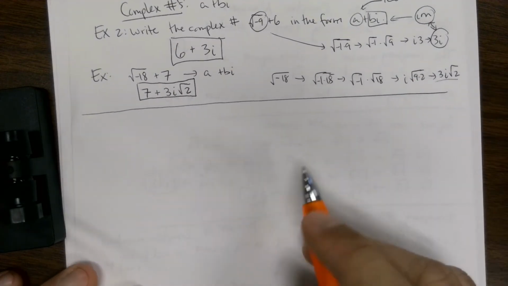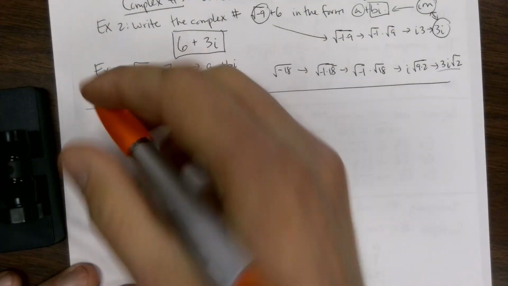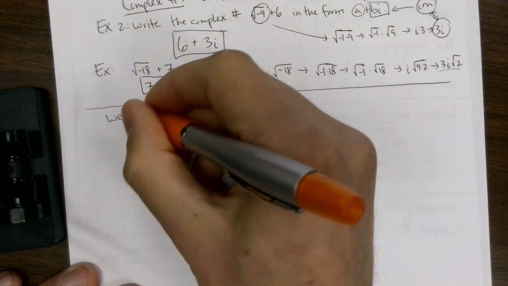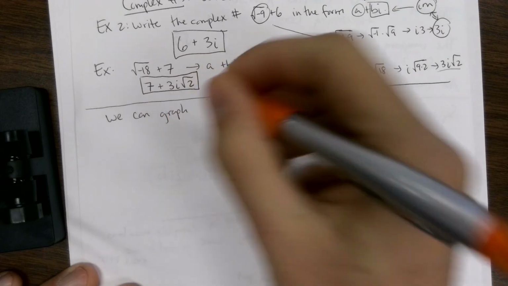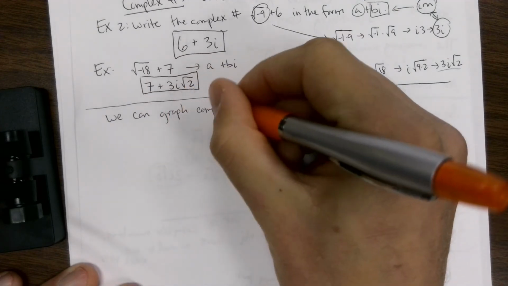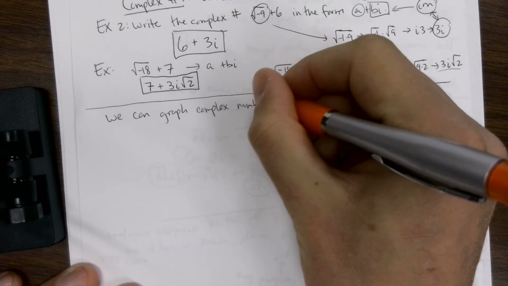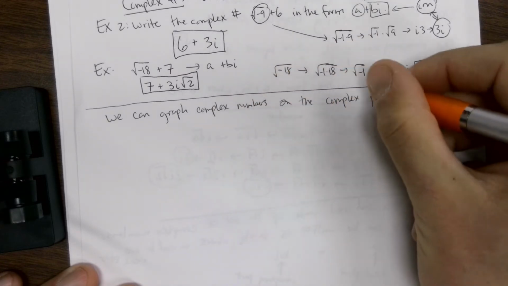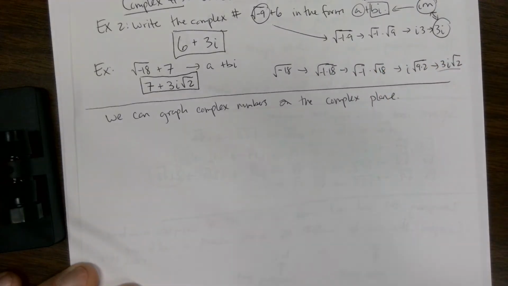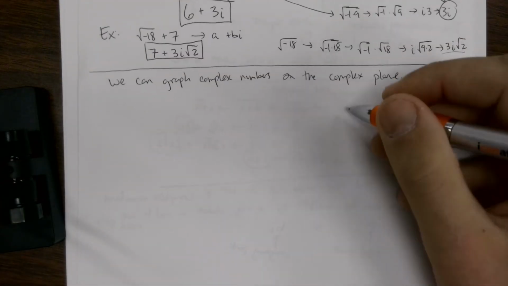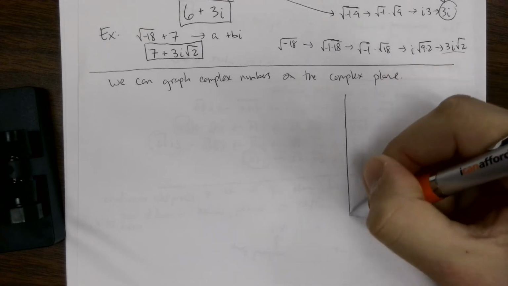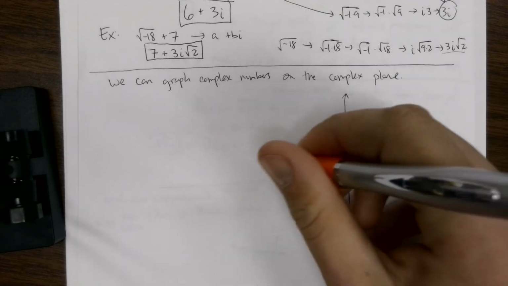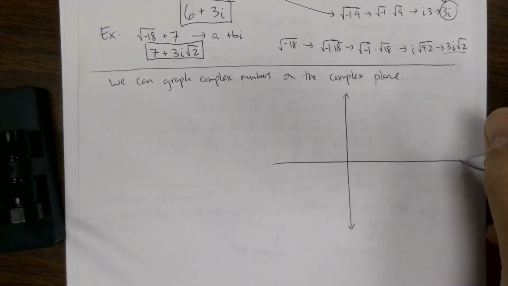Now let's look at graphing. Just as we can graph normal numbers, coordinates, we can graph complex numbers on the complex plane. It's a little weird, but it looks like this. This was developed by a German guy named Euler, E-U-L-E-R.